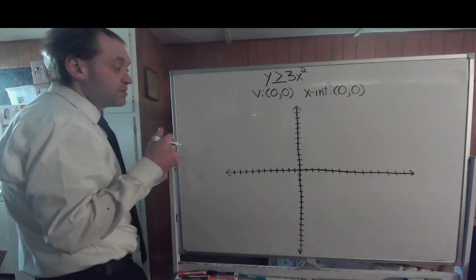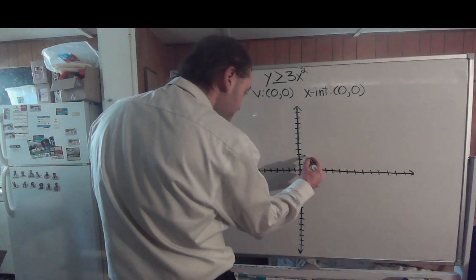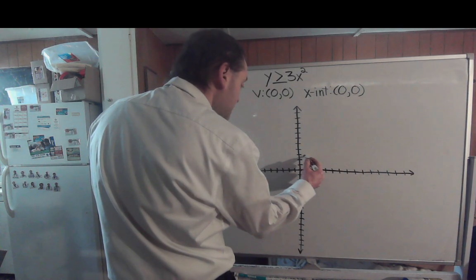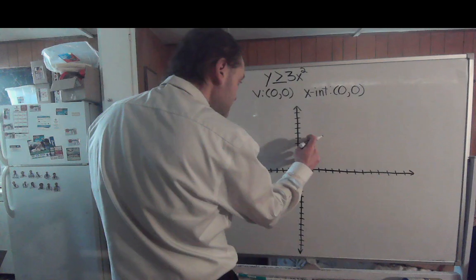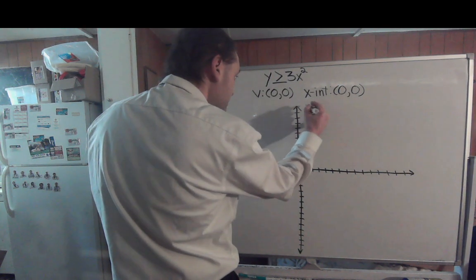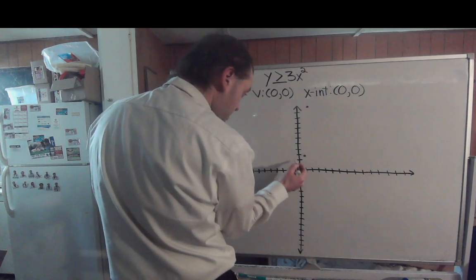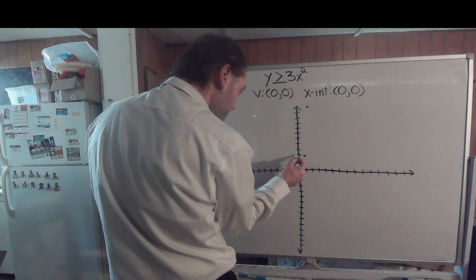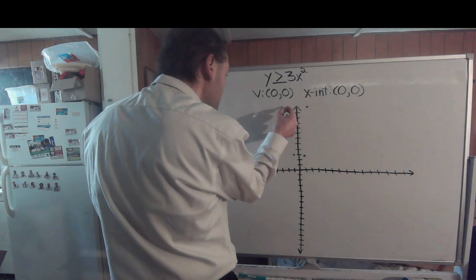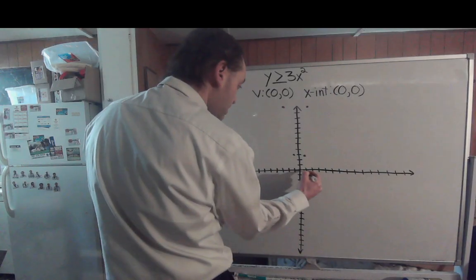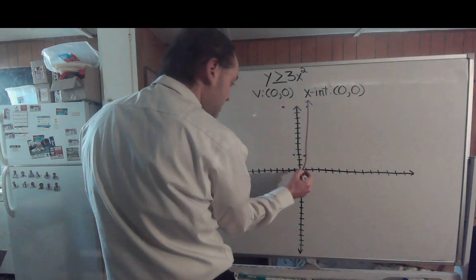What about at 1, you would get y at 3. If you pick 2, you would get y at 12, which would put you right about there. And then at -1, you would also get 3. At -2, you would also get positive 12. So there's going to be your curve. It'll be a solid curve since you have the equal to component.